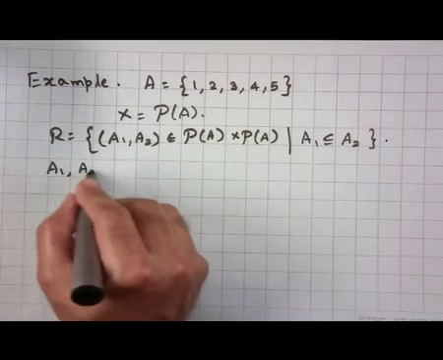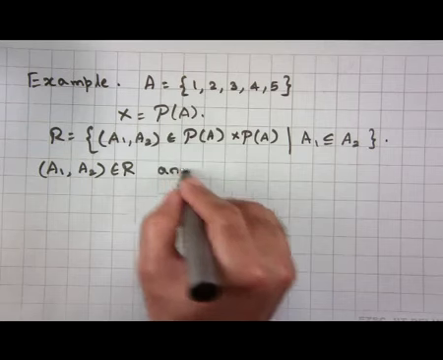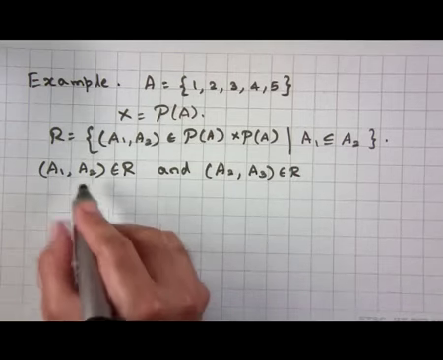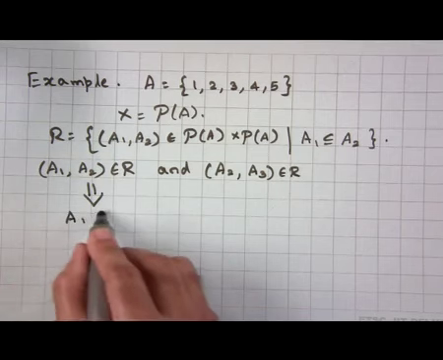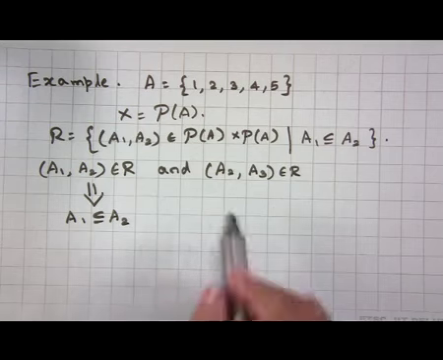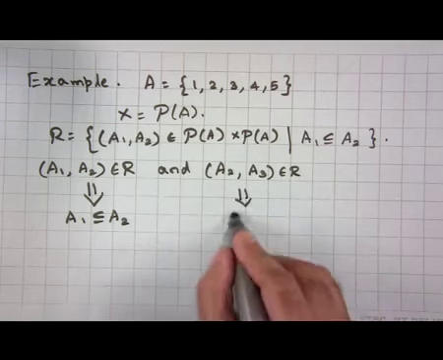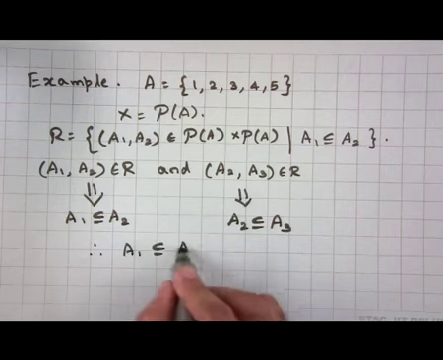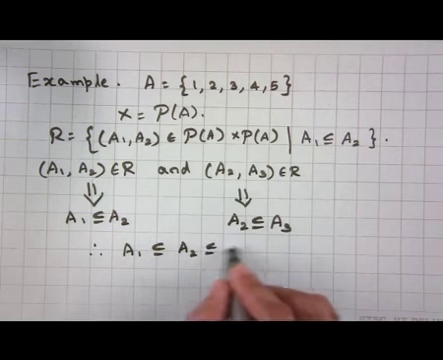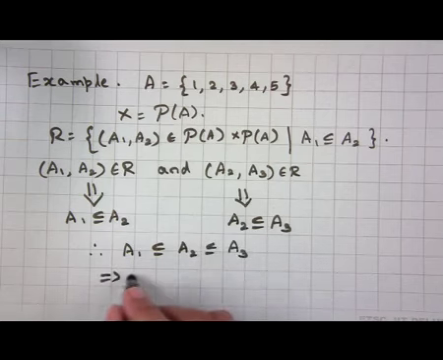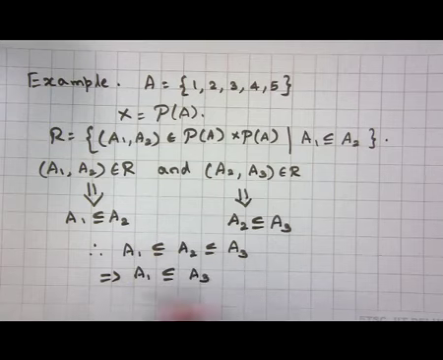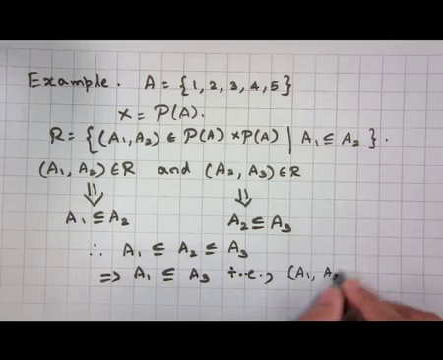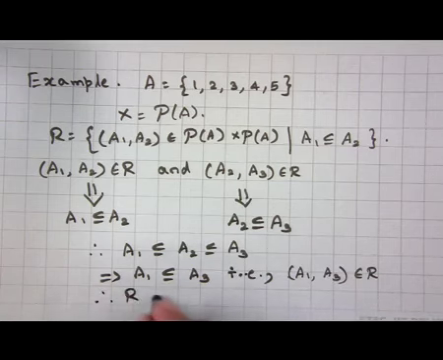So, suppose (A1, A2) belongs to R and (A2, A3) belongs to R. The first one, (A1, A2) belongs to R, tells us that A1 is contained in A2. The second one, (A2, A3) belongs to R, tells us that A2 is contained in A3. Therefore, what do we have? A1 is contained in A2, and on the other hand A2 is contained in A3. Thus, these two containments together imply that A1 is contained in A3. That is, the pair (A1, A3) belongs to R. Therefore, R is transitive.